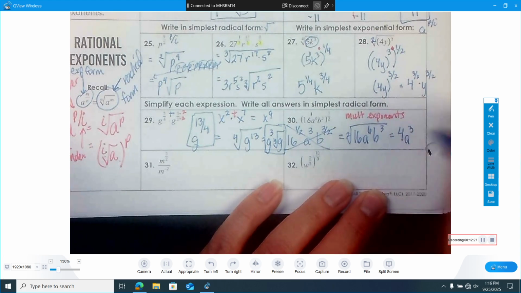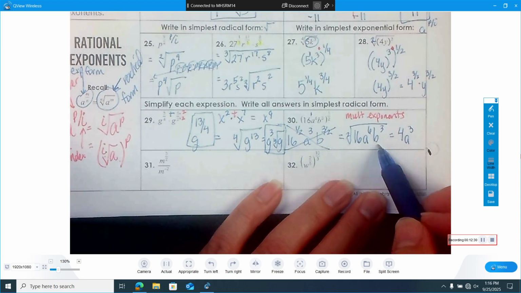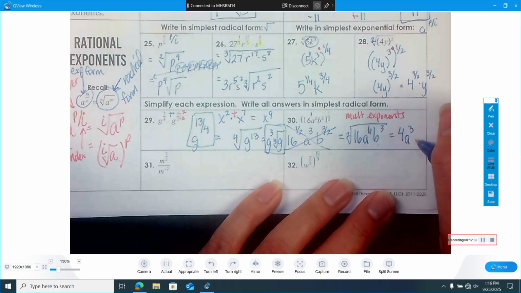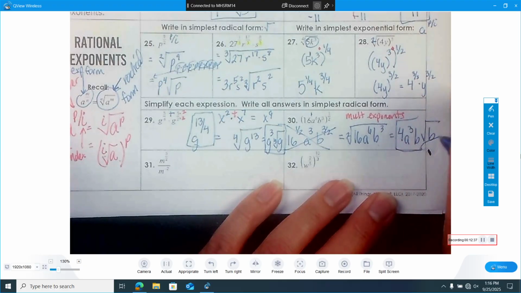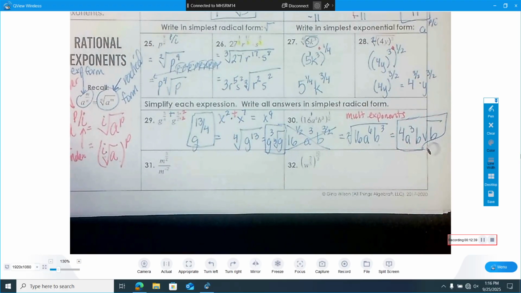All right, what is the square root of 16? 4. And then how many groups of 2 can we take out of the a's? 3. So a cubed. And then on the b, we can get how many groups out? 1 group out and a b left behind. Yeah? All right. Much easier when you read the directions.